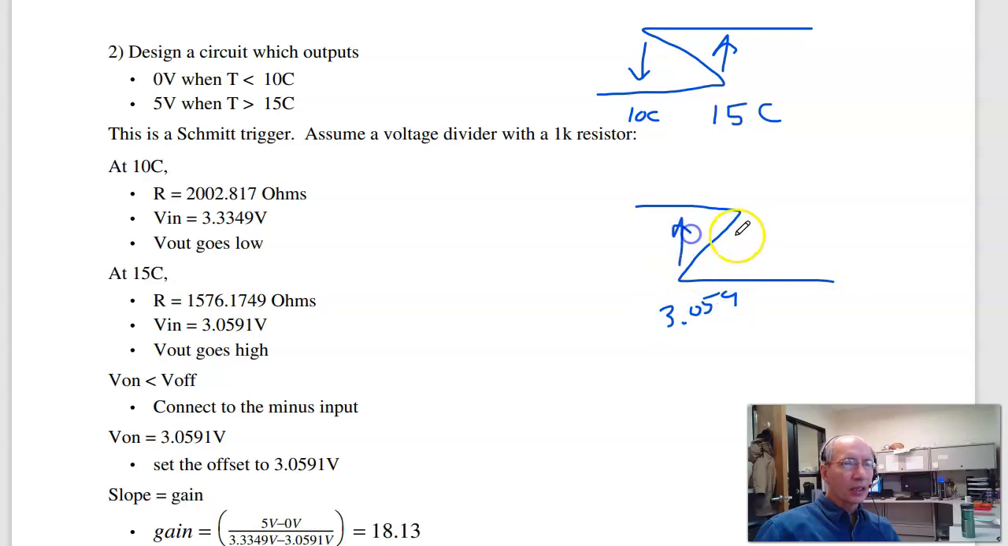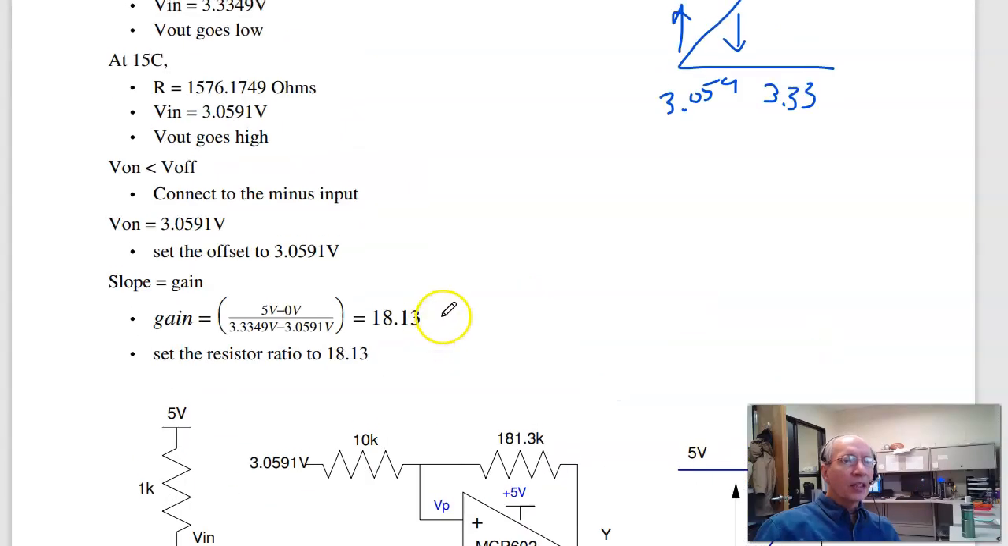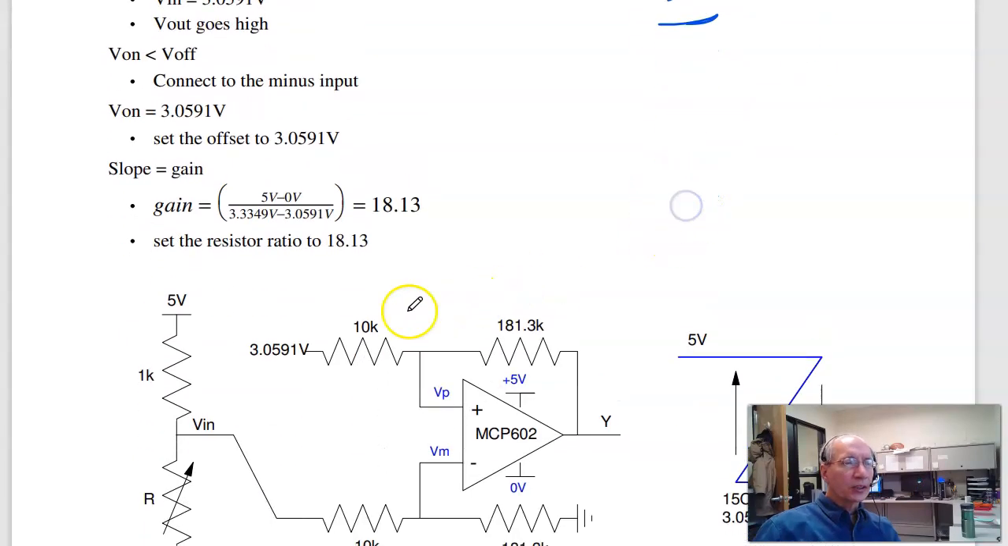That's where it turns on. The off voltage is 3.33. When the on voltage is less than the off voltage, connect to the minus input. Otherwise, connect to the plus. The on voltage is where you switch, so that's your 3.05 volts.